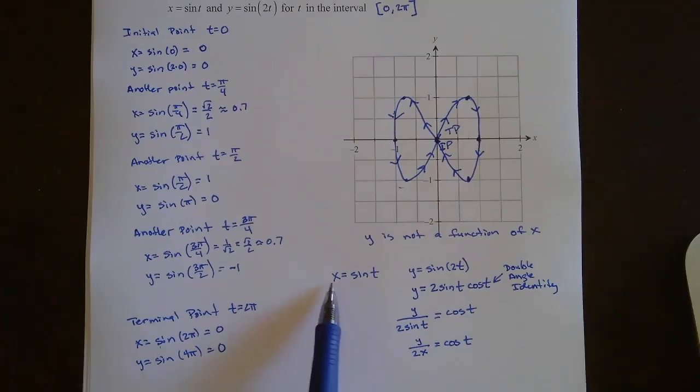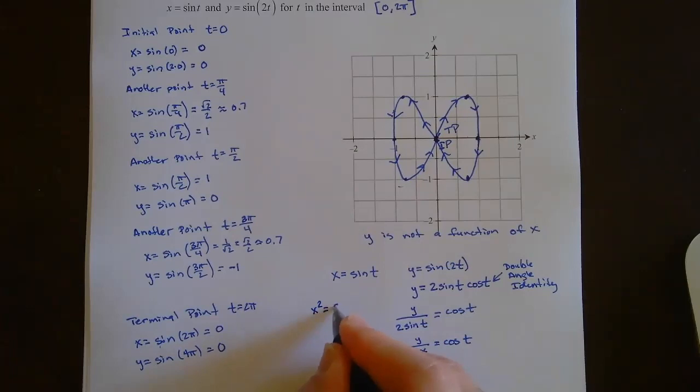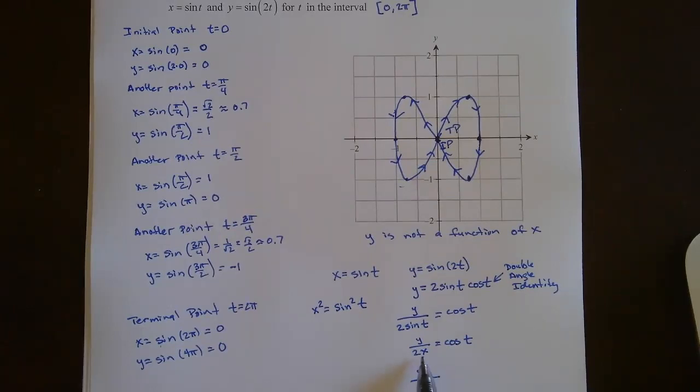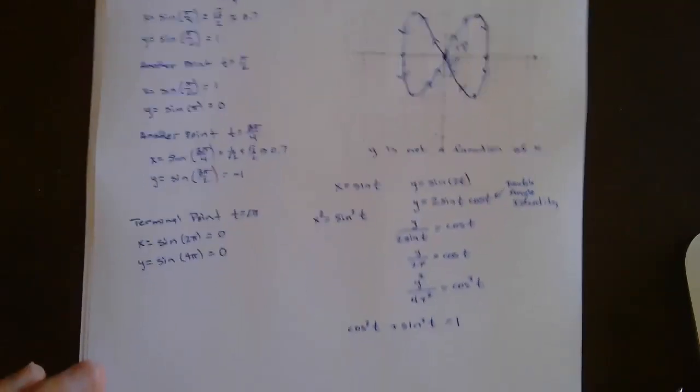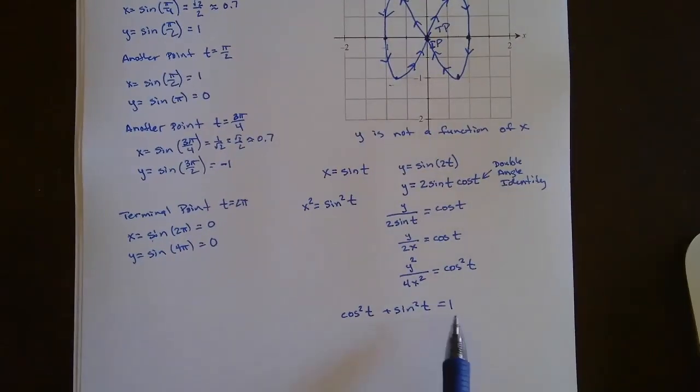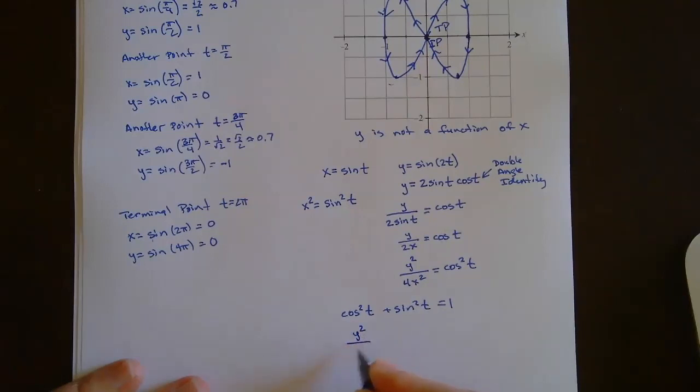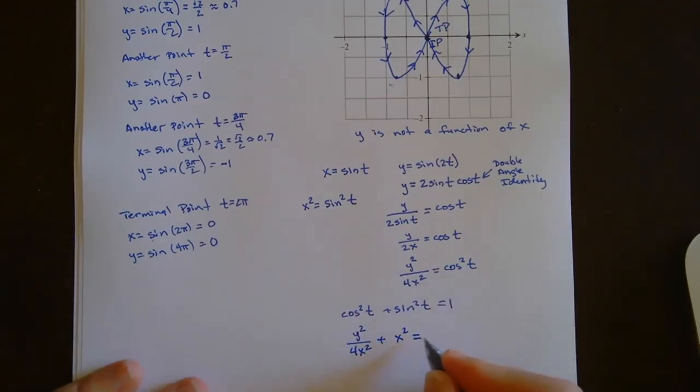Okay, so what I'm going to do is I'm going to square both sides. That would give me x squared is equal to sine squared t, right? Over here, I'm going to square both sides, and that would give me y squared over, okay? And if I square y, that'd be y squared. If I square 2x, that'd give me 4x squared, is equal to cosine squared t. And then I know if I take cosine squared t plus sine squared t, I know that's equal to 1. And I just realized you can't see it, okay? So cosine squared t plus sine squared t is equal to 1, okay? So cosine squared t can be replaced with y squared over 4x squared, plus sine squared t can be replaced with x squared. And this is equal to 1.